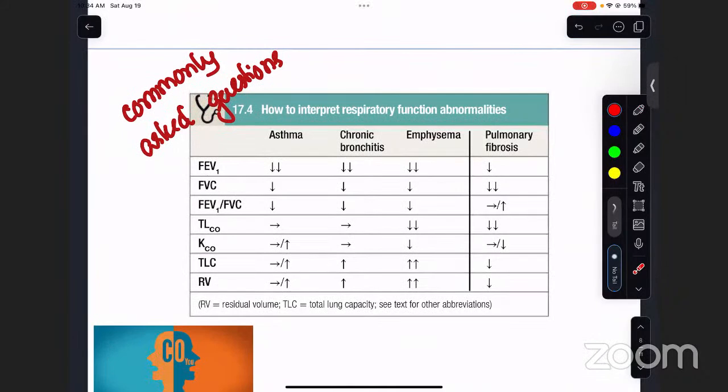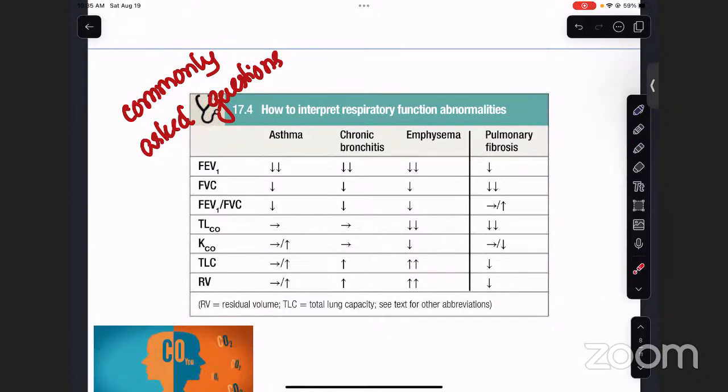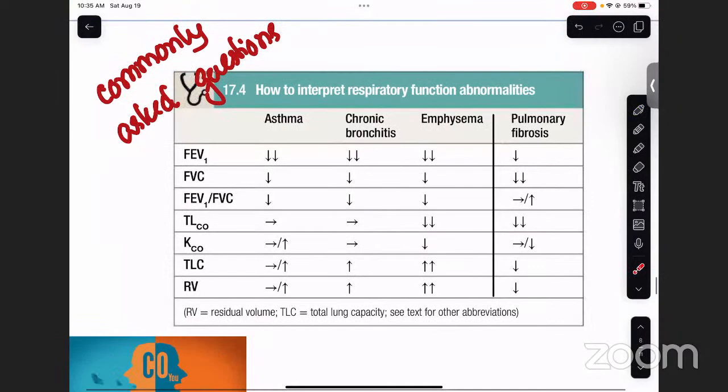And these are the commonly asked questions in MRCP exams, the interpretations of the pulmonary function test abnormalities. So let's talk about it briefly here, and then we'll move on to best of 5 questions later. Okay, these are some important pathological conditions you need to note in association with the pulmonary function tests.